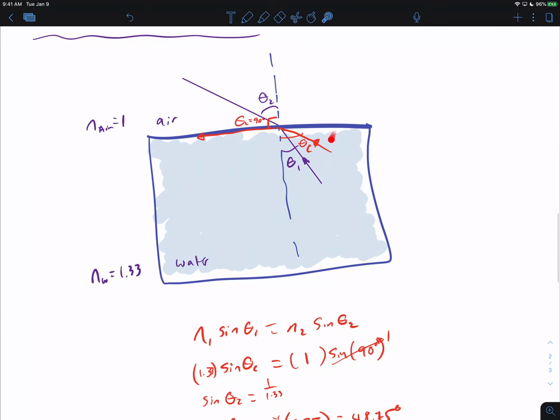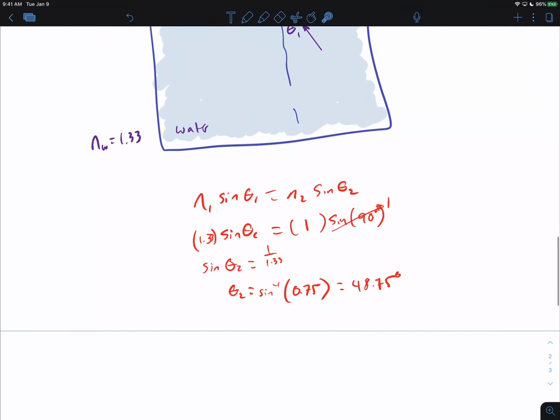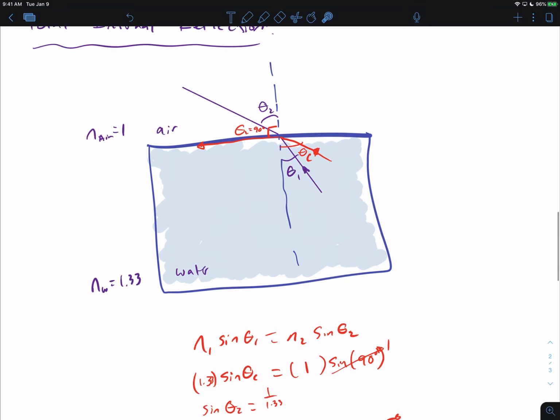And anything greater than this value, right? So if I am incident at 50 degrees or 60 degrees, this won't produce refraction anymore. What it'll do is only reflect.